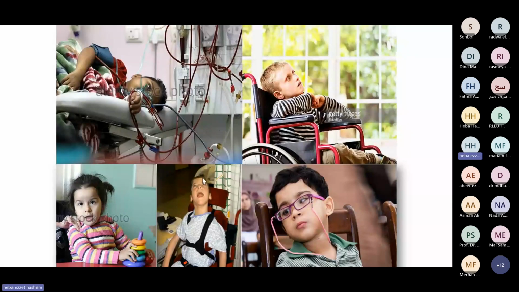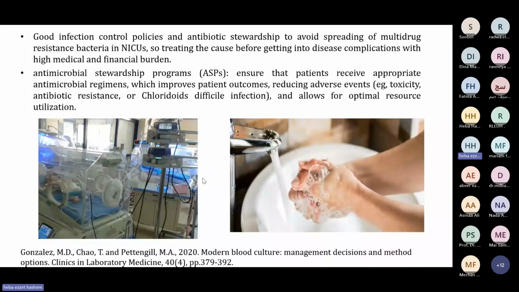Neonatal sepsis is not only associated with high mortality, but also with high morbidities among the survivors, including mental retardation and neurodevelopmental disabilities in the form of deafness, blindness, renal impairment, and so on. So good infection control policies and antibiotic stewardship in our hospitals to avoid the spreading of drug-resistant organisms in our neonatal units are highly recommended.